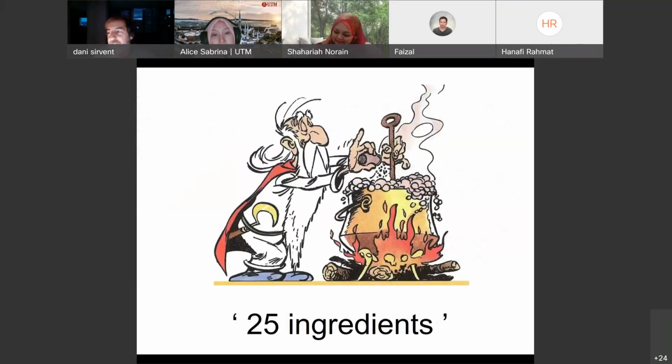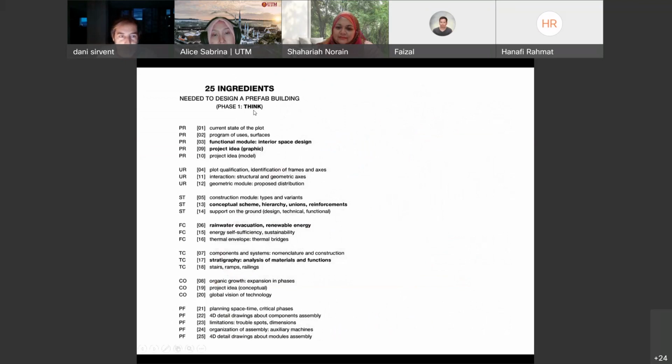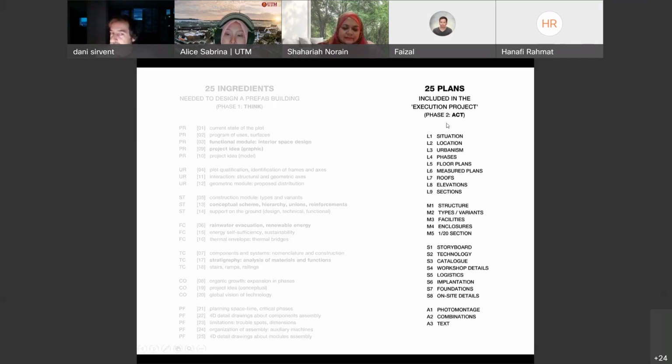This course is based on something that I call the 25 ingredients. It's something like, when you are thinking in architecture, you see these 25 ingredients. So in the first phase, the phase of thinking, we develop these 25 ingredients. They are grouped in the different areas I mentioned before: projects, urbanism, structures, facilities, technology, and composition. And the last five are about specific variables of prefabricated architecture. So we develop this, and the more interesting thing is that these 25 ingredients are equal to 25 plans in the second phase, the phase of act.